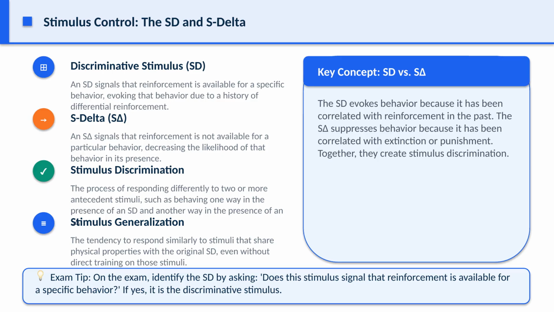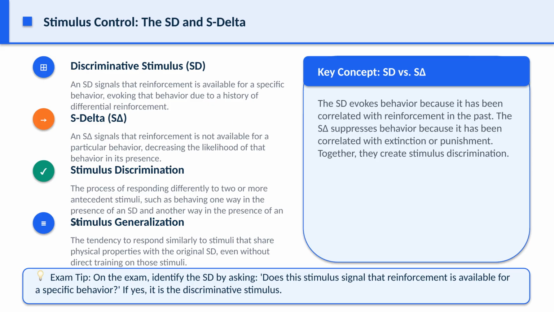Stimulus control is a foundational concept for the BCBA exam, and this slide breaks down its core components. The discriminative stimulus, SD, evokes a behavior because, in the past, that behavior has been reinforced only in its presence. This is due to a history of differential reinforcement. In contrast, the S-delta signals that reinforcement is not available, so the behavior becomes less likely.